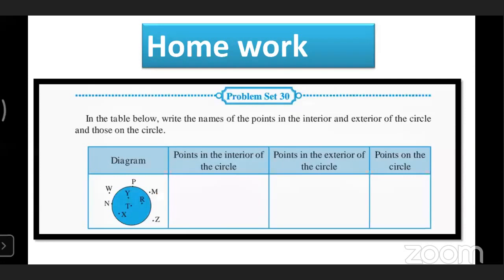Very good. So here we have learned about the radius, diameter, interior, exterior, on the circle, right? Now here is a homework for all of you. You have to solve problem set number 30.